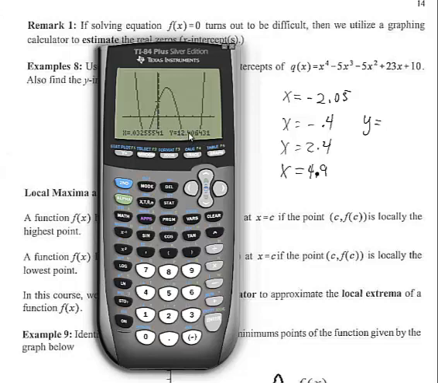Now we can actually do a bit better than that, and this really isn't estimating, but it doesn't take a lot of time to do this. We can use trace. Once you hit trace, again, to find the y-intercept, we set x equal to 0. So when you're in the trace function, just simply type in 0, and at the bottom of your screen, x equals 0 will pop up. Hit enter, and you get a very accurate value for your y-intercept. In this case, we have y equals 10.